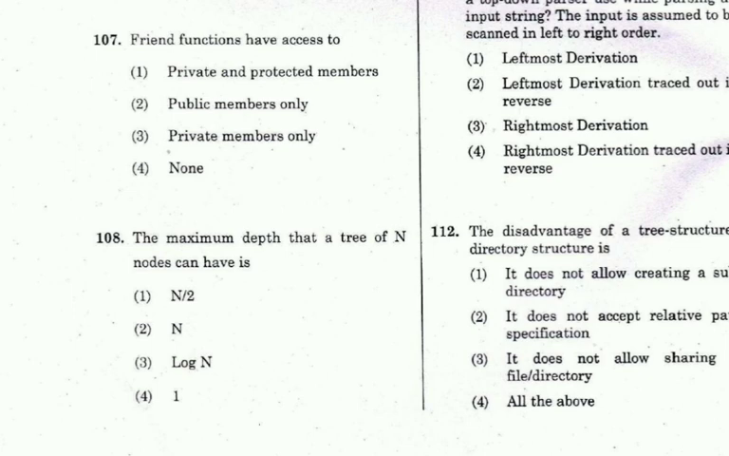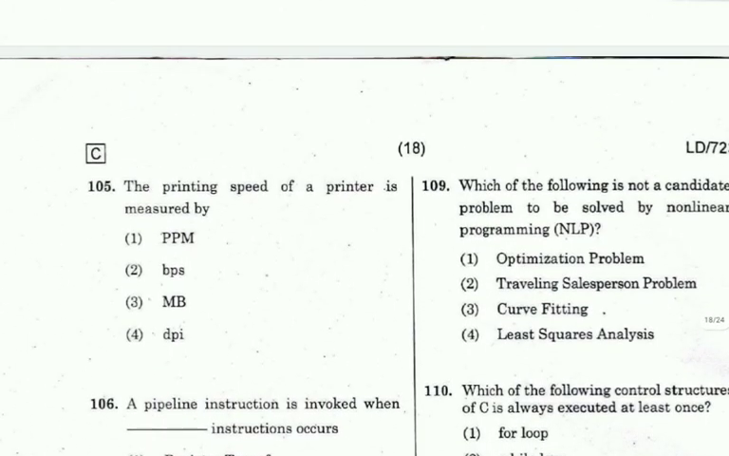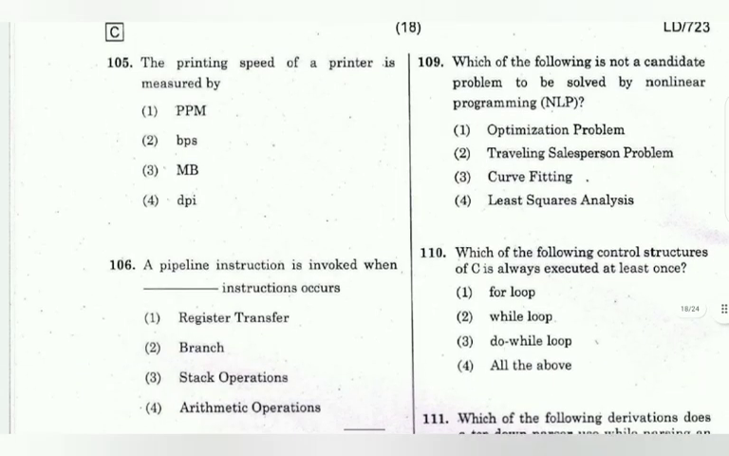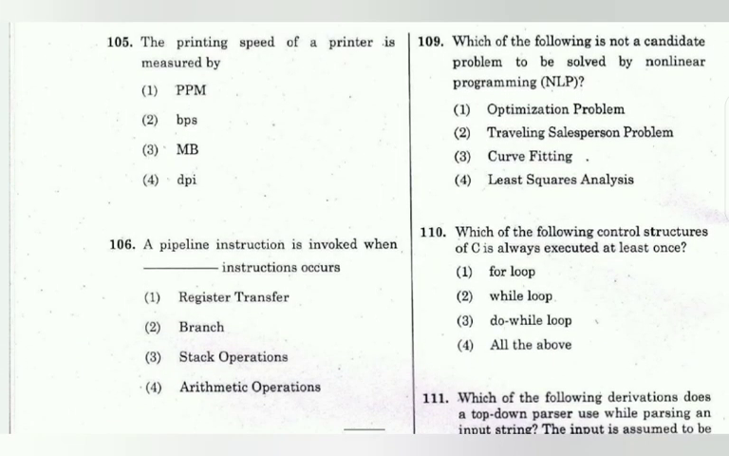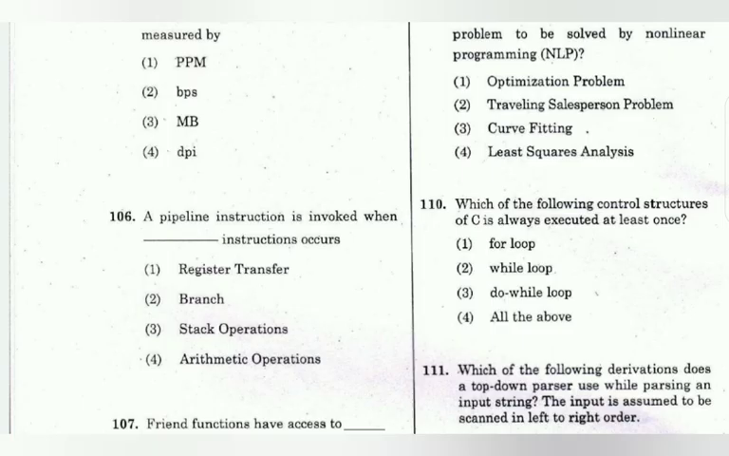Which of the following is not a standard problem to be solved by non-linear programming? Non-linear programming involves optimization where the objective function or constraints are non-linear. Traveling salesperson problem is typically solved using combinatorial optimization techniques but not NLP. So answer 2 is the correct answer.